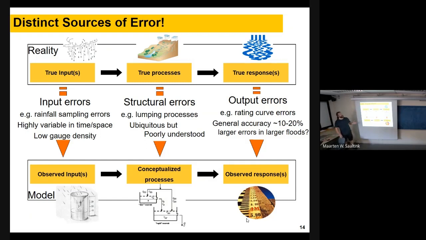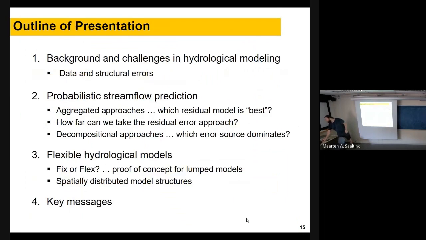And so the question is, do we deal with all of these errors at once? Do we try to disaggregate them? Turns out that both approaches are viable. In some cases, it might be advantageous to deal with all of the errors at the same time. In other cases, we might want to distinguish the different sources of error. Okay, and so that's what I want to talk a bit about next.